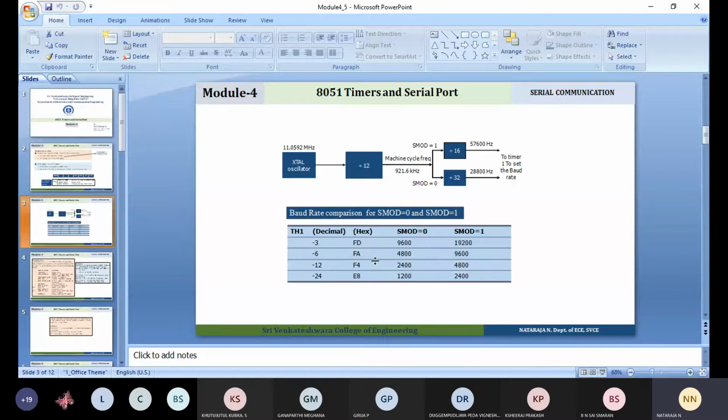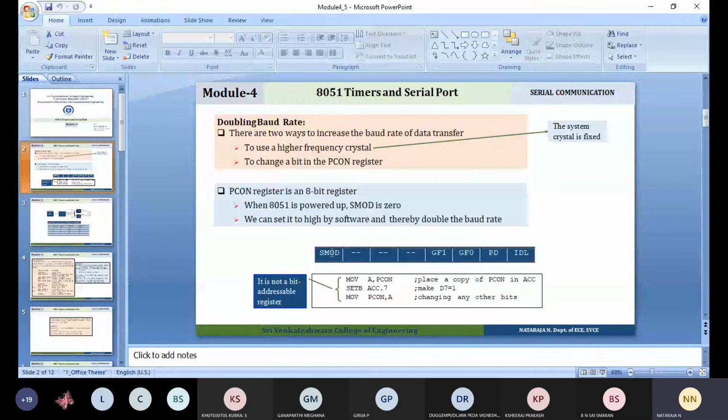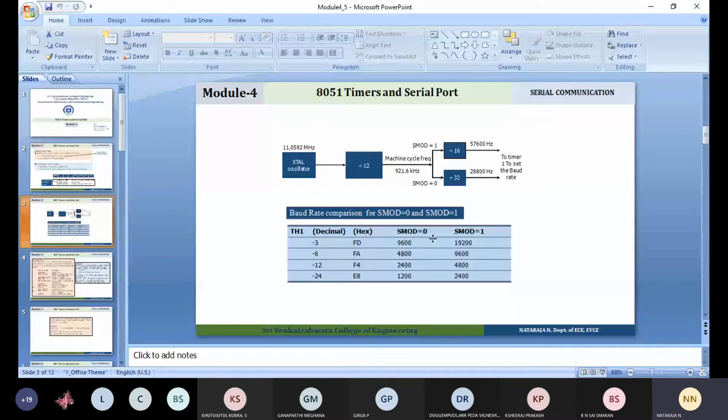Now, before, we are going to get the baud rates 9600, 4800, 2400, 1200 when SMOD is equal to 0. If I make SMOD equal to 1, it will double the baud rate. Before, if I give 0 for -3, decimal, hexa FD, I'm going to get 9600. As we all know, how to get 9600, right?